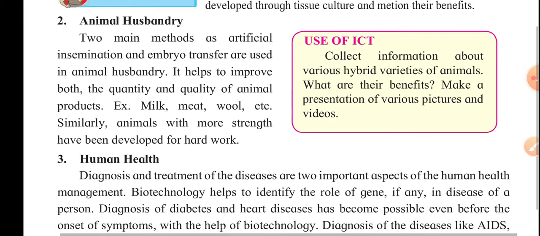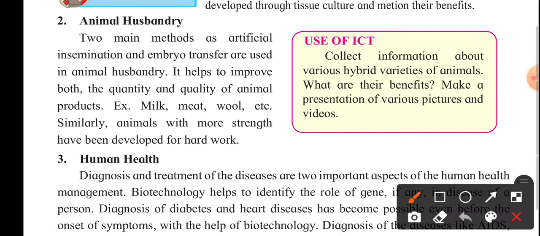Further is animal husbandry. Two main methods, artificial insemination and embryo transfer, are used in animal husbandry to improve both the quantity and the quality of the products from the animals.